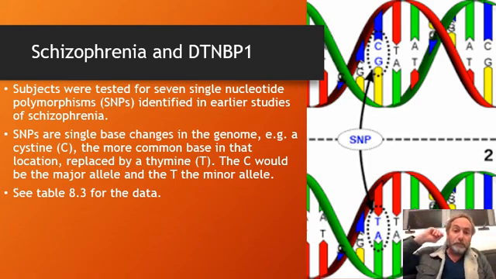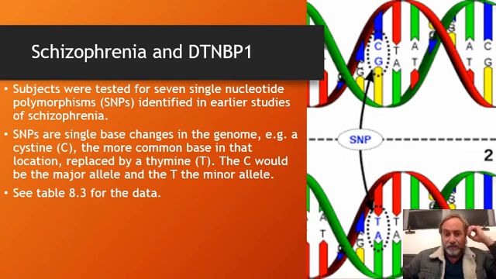So the subjects were all tested for 7 single nucleotide polymorphisms, which we call SNPs, that had been identified in earlier studies of schizophrenia. These are just single mutations, changes in the genome, right? If you remember all the way back to the beginning, the story of DNA, we have these bases, cytosine and thymine were two of them. Usually there's a C in that spot, but it's sometimes replaced by a T. Those are the sorts of changes, the mutations, that we're looking for. In that situation, we call the C the major allele, which is the more common one, and the T the minor allele.